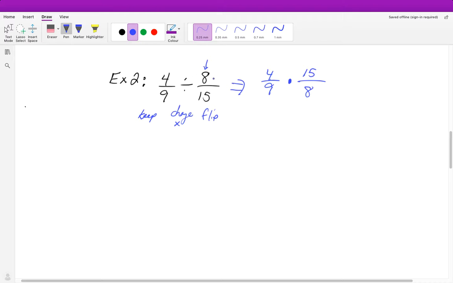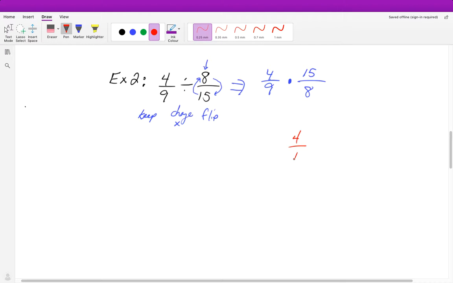So reciprocals, we simply just take whatever we had in our numerator, which now becomes our denominator, and whatever was in our denominator becomes our numerator. All right? So now we're looking at this problem as 4 over 9 times 15 over 8. So all division problems come back to multiplication anyway.